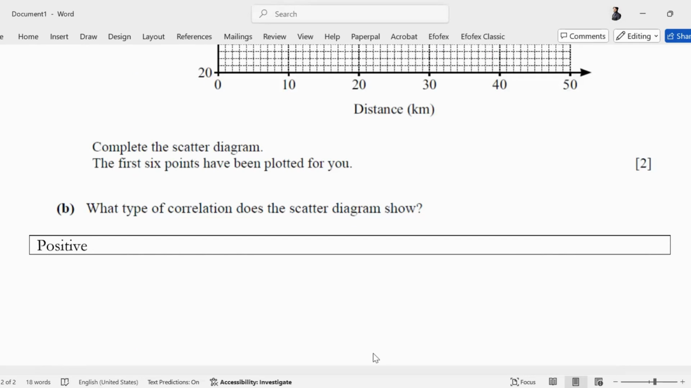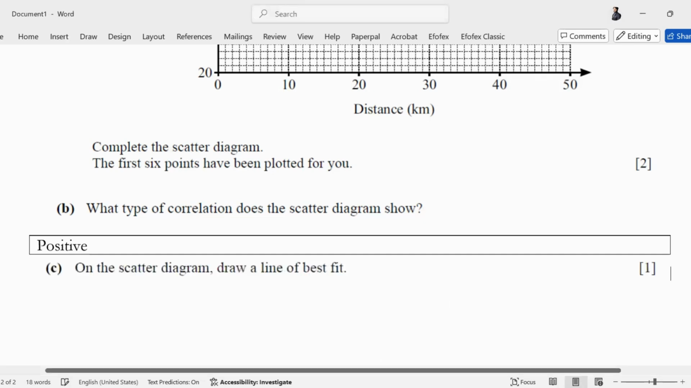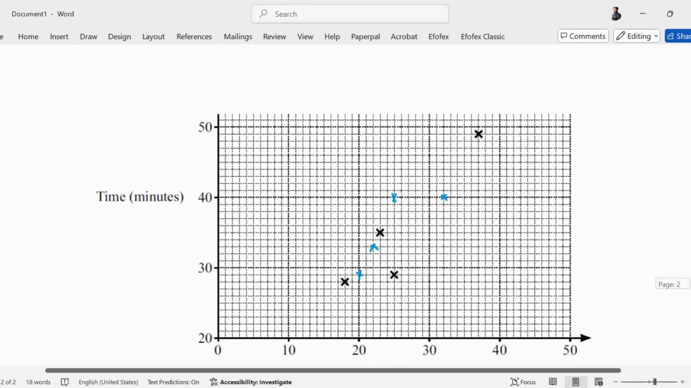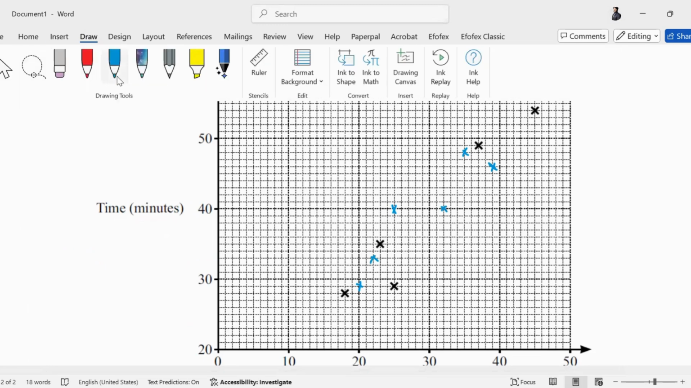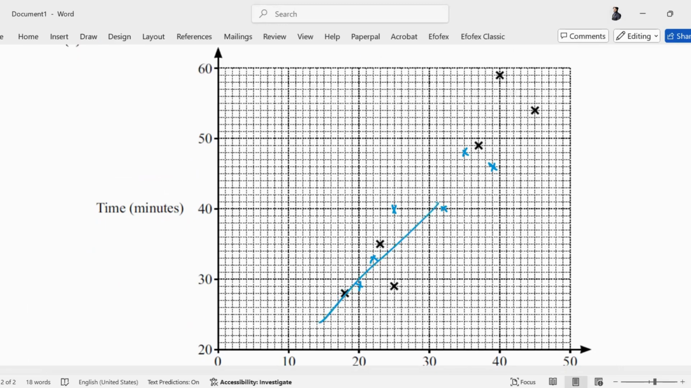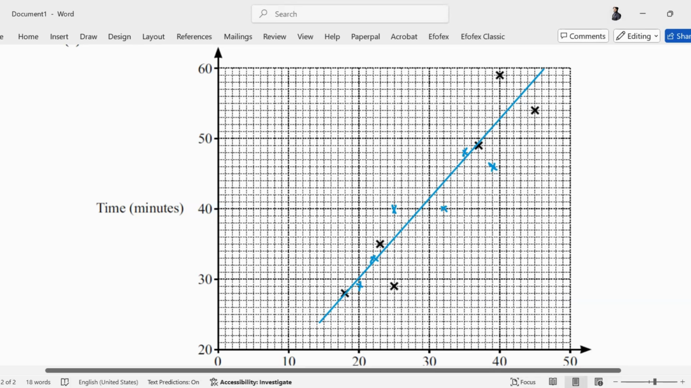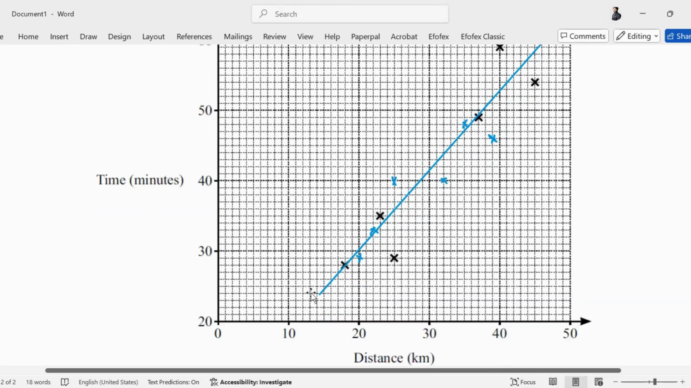Moving on, the question wants us to draw the line of best fit. Now, it is a line that is supposed to be as close as possible to all the points. Keep your ruler and then draw a line which is almost as close as possible to all the points. So the line can be something like this. This appears to be as close as possible to all the points. All the points are clustered around it. Make sure you extend this line and draw it on the entire page.